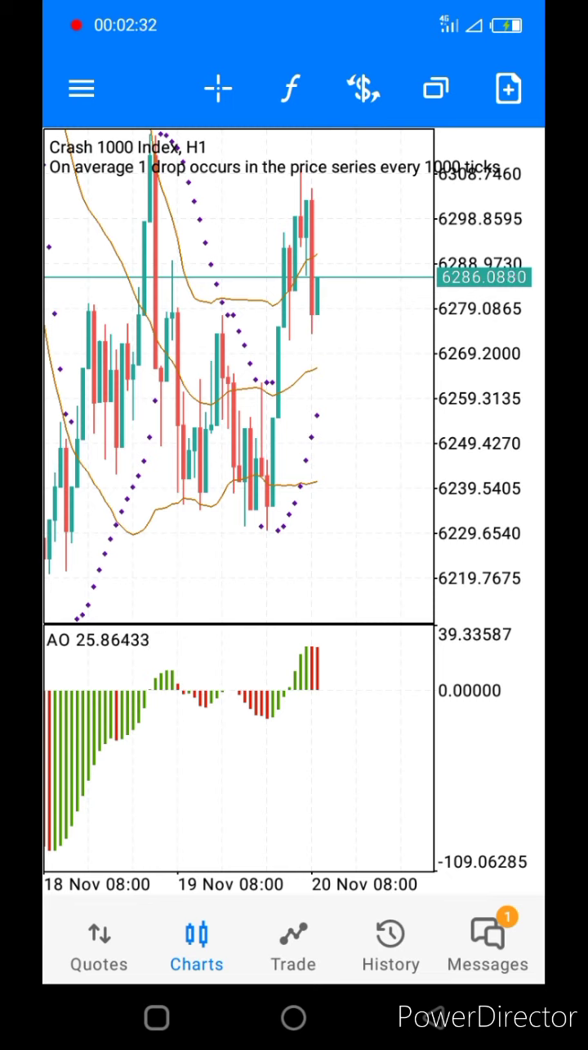Looking at the Crash 1000 chart with the current price action, you will see that the market is on a buy trend. Therefore, if you want to be trading both trends, meaning buy and sell, uptrend and downtrend, going long and short, your trade will be on buy presently on Crash 1000. You place a buy.